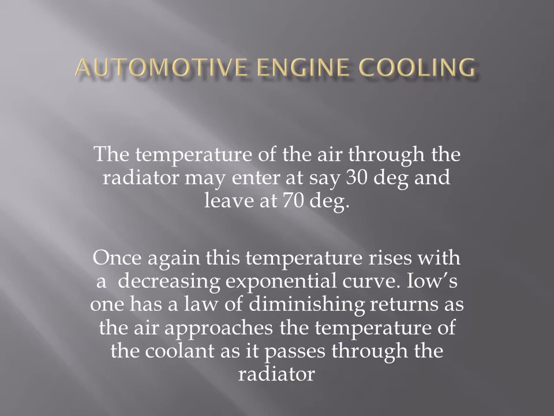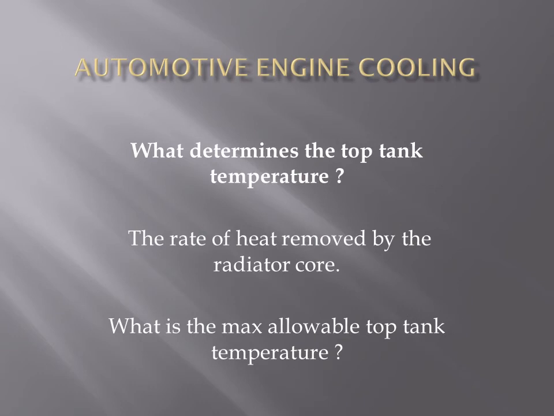The temperature of the air through the radiator may enter at, say, 30 degrees centigrade and leave at 70 degrees. Once again, this temperature rises with a decreasing exponential curve. In other words, one has a law of diminishing returns as the air approaches the temperature of the coolant and it passes through the radiator. What determines the top tank temperature? Simply the rate of heat removed by the radiator core as weighed up against the heat the engine produces.